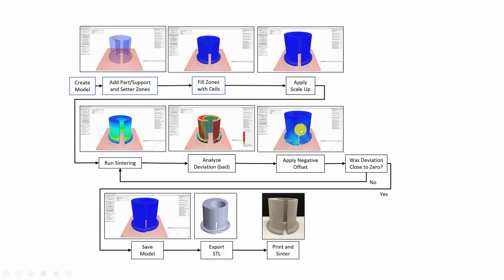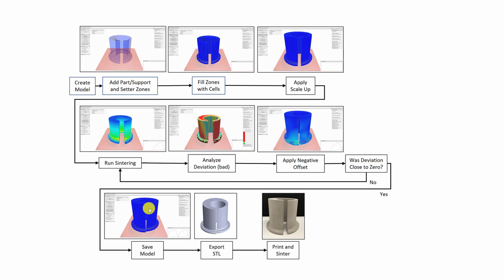If it gets to the point where the deviation from the previous time it was run to the current time it was run has shown no difference, no change, then it means that the negative offset has achieved the best shape that it can to create a result that will match the shape of our original part. If this is the case, then Live Sinter will save the model and export the negative offset shape in the form of STL.